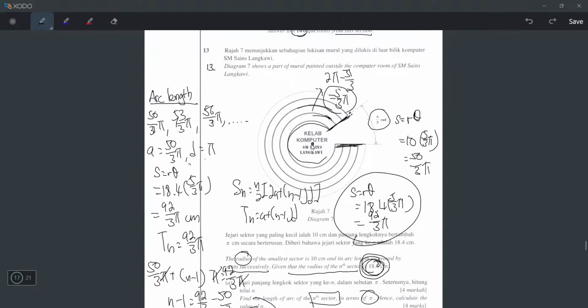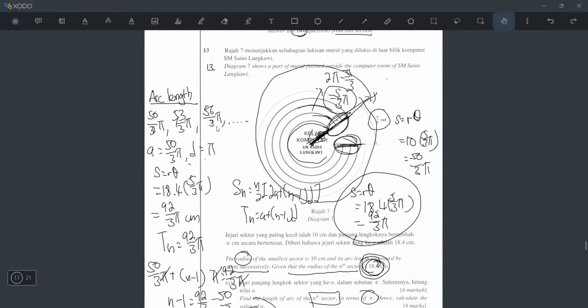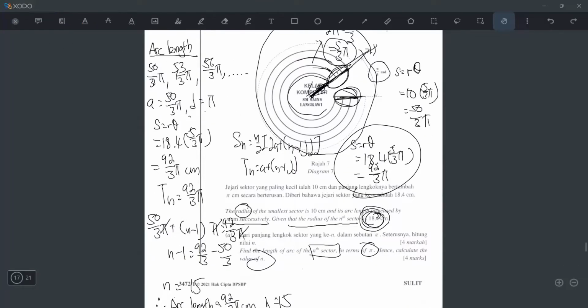But how to find this line and this line? Okay, I know the radius of the smaller sector is 10, right? So if I can somehow find the radius for the 25th sector, and then I minus 10, it means I'll get here, and then I times 2, because there are 2 here. Okay, so I need to find the radius for the 25th sector, I mean the biggest one, and then I minus 10, and then I times 2.